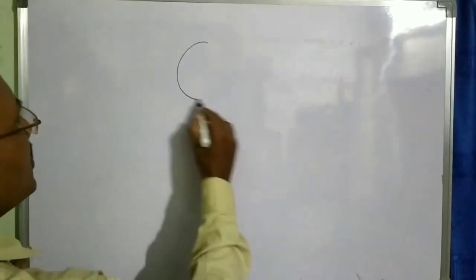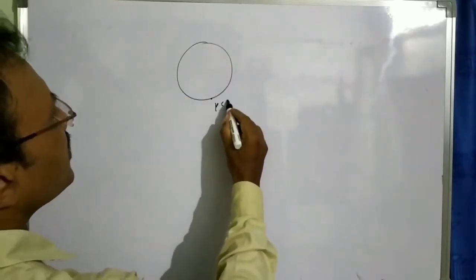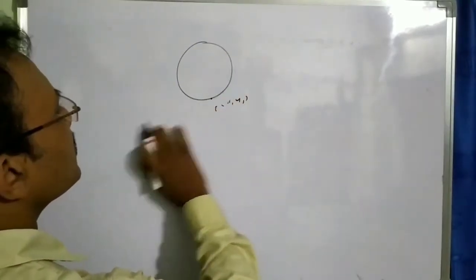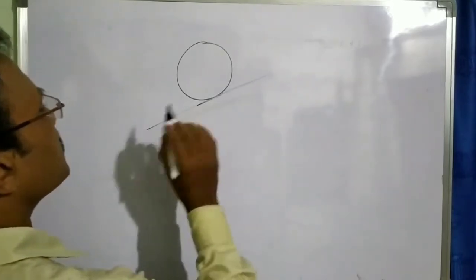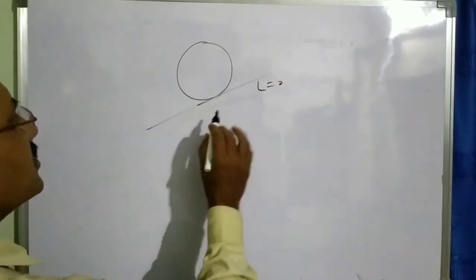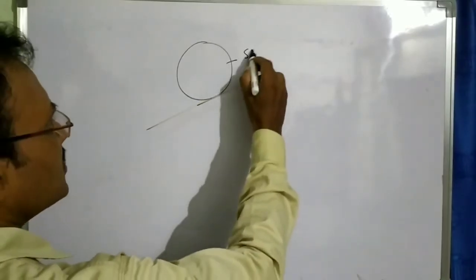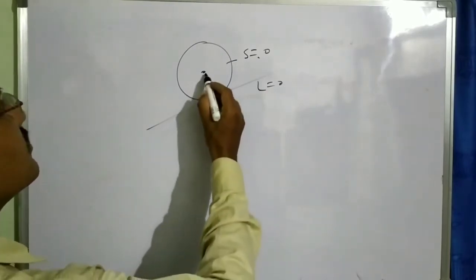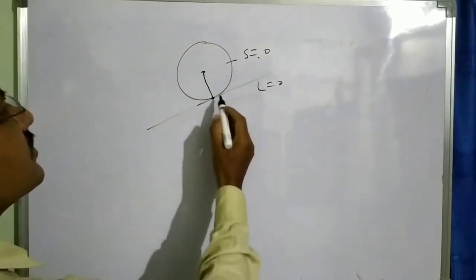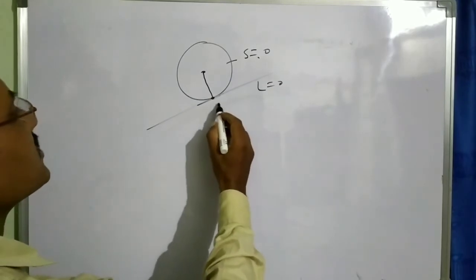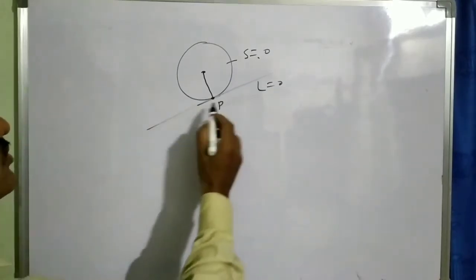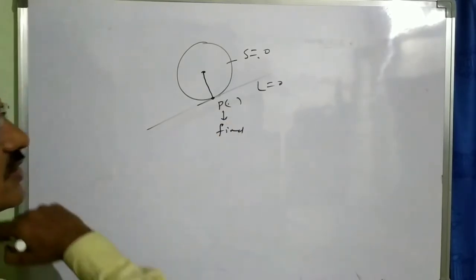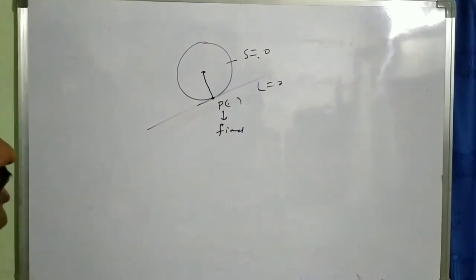Suppose there is a circle and P (x1, y1) is a point at which a tangent is drawn. Suppose a circle is given, L is equal to 0 is given, there is no P point, and S is equal to 0 is the circle. The circle equation is given. How can you find the point of contact of the tangent with the circle? Suppose P is the point of contact. We need to find P. We need to find the point of contact of the line and circle. How can you find the point of contact?